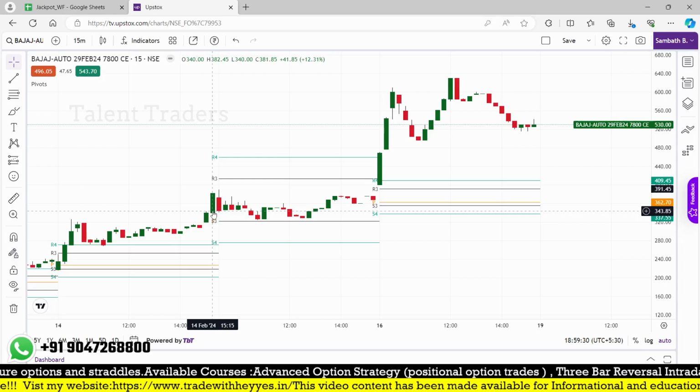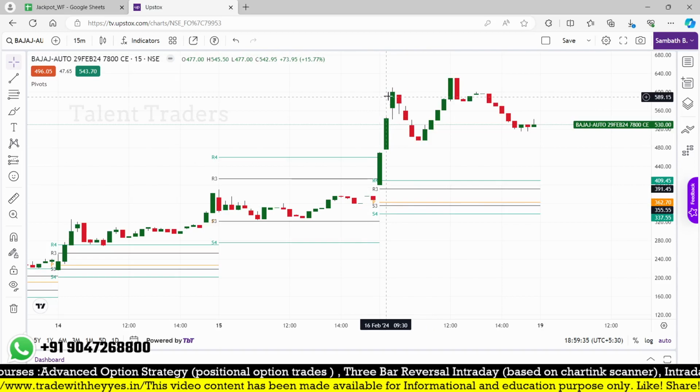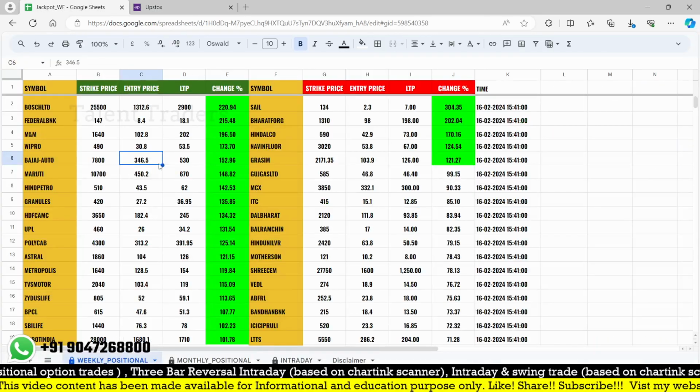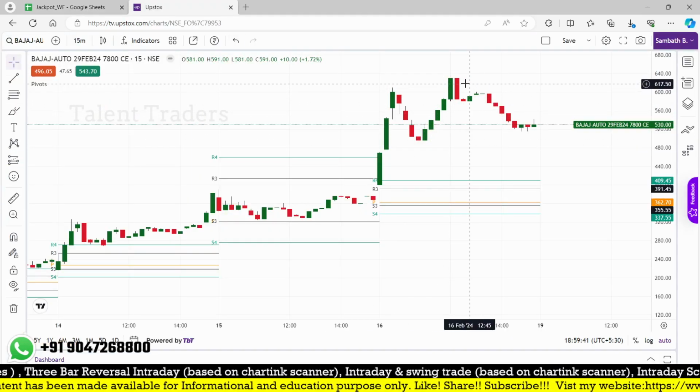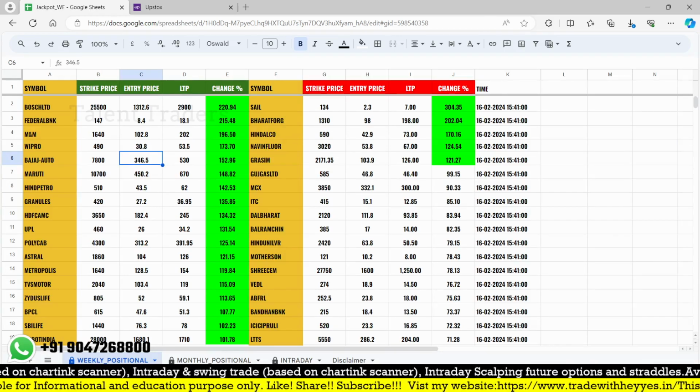So we have two more days for holding, and on the 15th it was not moving well, and on the 16th that was giving you our target. So from 340 it went up nearby 600. This weekly positional we have planned on a weekly basis only.